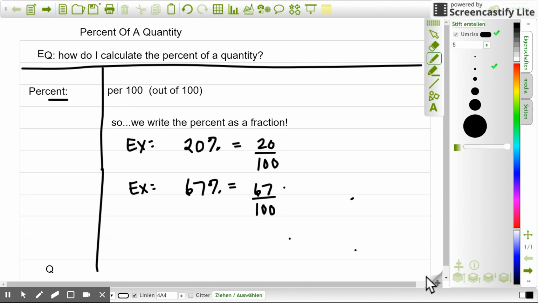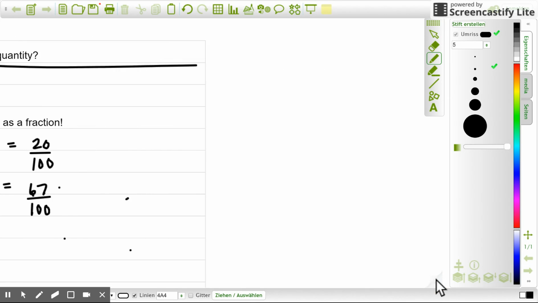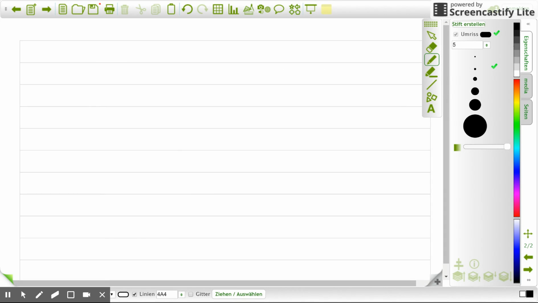So now that we know how to write a percent as a fraction, that's a really important step to the rest of it. The rest of it is also things that we know how to do. So I'm going to change the page. And our question is, how do I find the percent of a certain quantity? So if there's a sale and it's 20%, I have to figure out how much the sale cost is going to be, because I want to make sure that I have enough money.